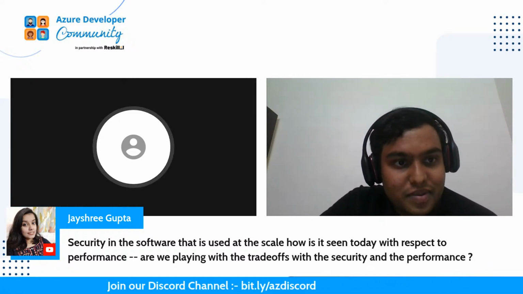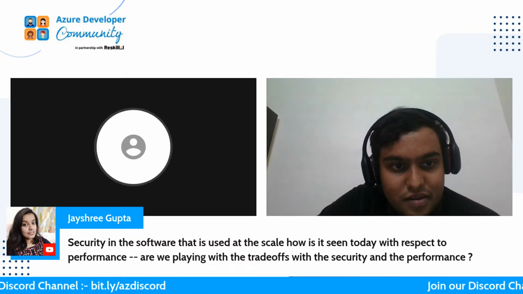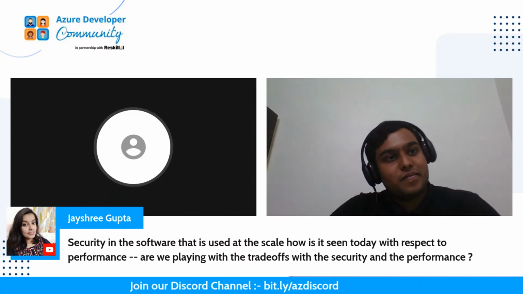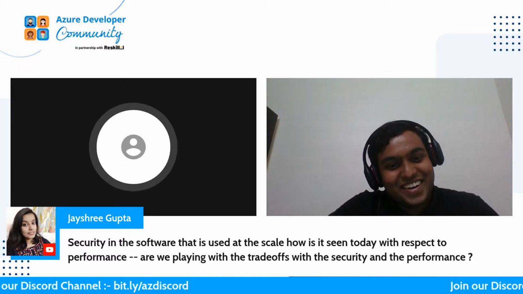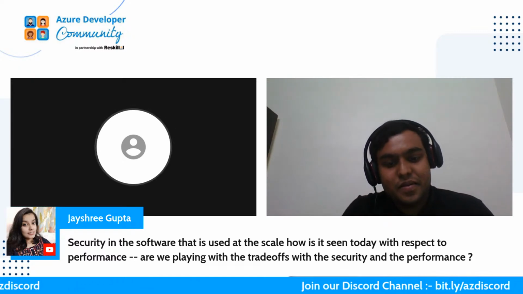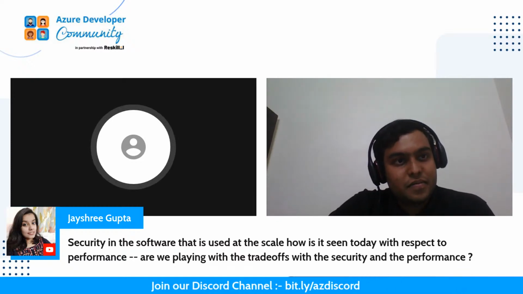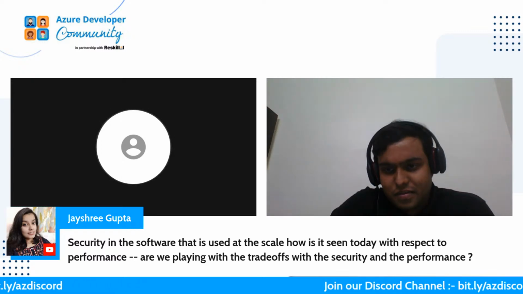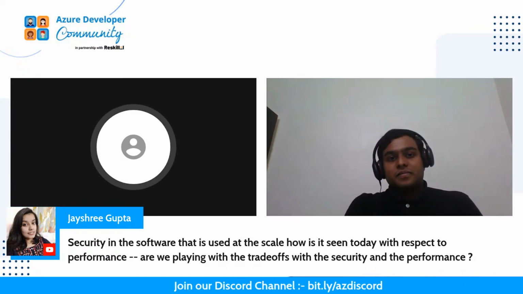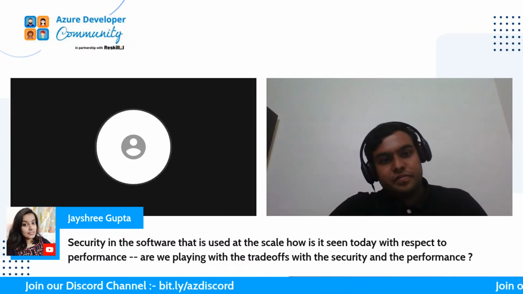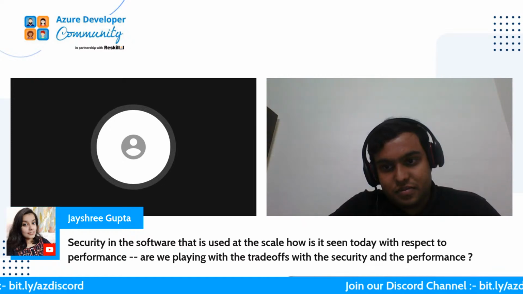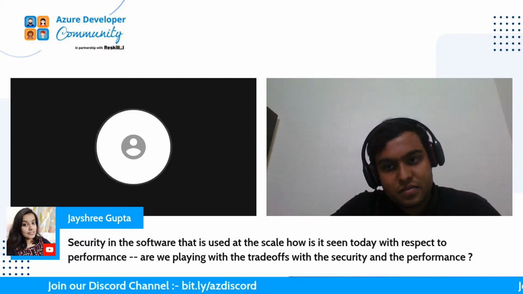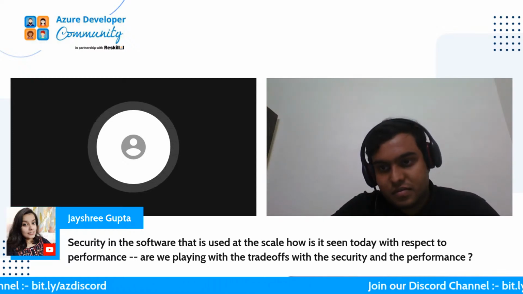Security in the software that is used at this scale, how is it seen today with respect to performance? Are we playing with the trade-offs between security and performance? Good questions, but these are all documentation related, so I probably will not have insights. I think it's SDK dependent, but overall the whole point is to make sure there is cohesive performance and no drop in performance, regardless of what route we take in terms of encrypting the software. So I don't think they are directly related in that sense. But if it's specific to a software, I would highly recommend looking up, for instance, DeepStream and the security enablements associated with that, or the IoT plugin securities and so on.